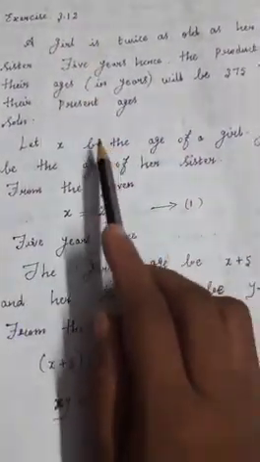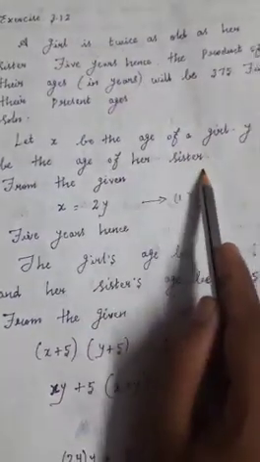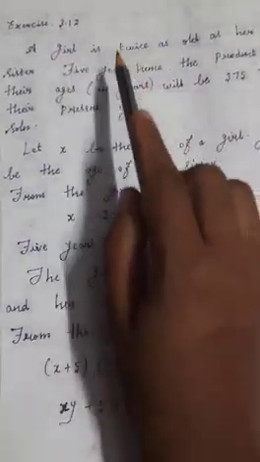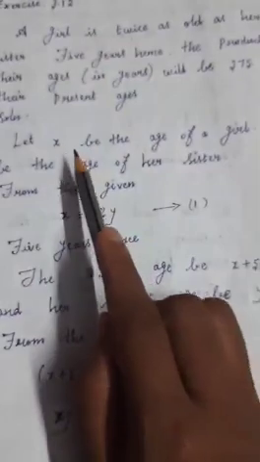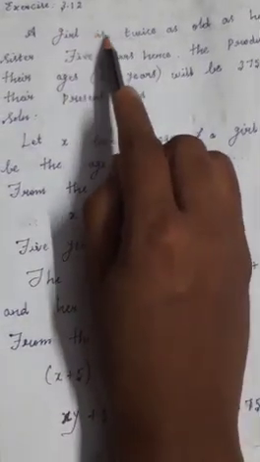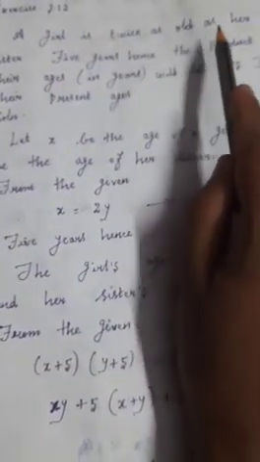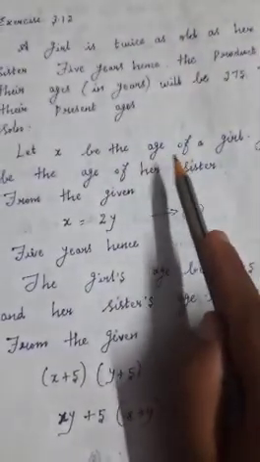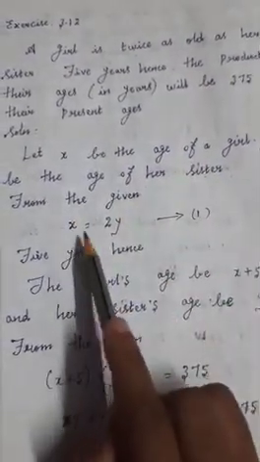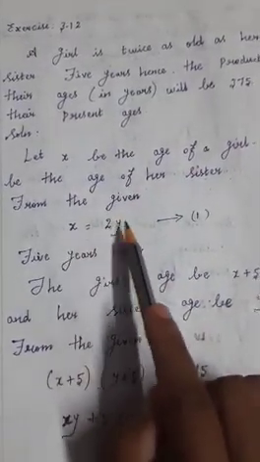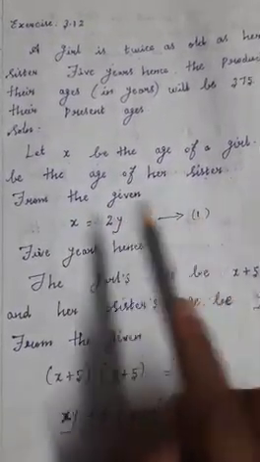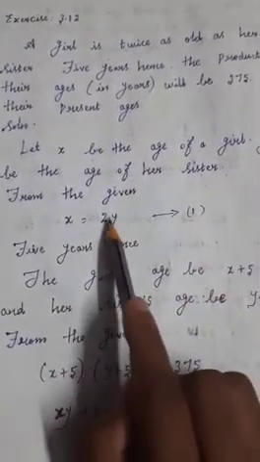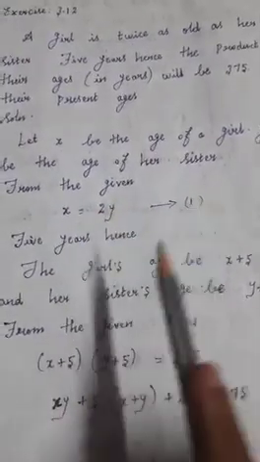The girl's age you can consider as x and her sister's age we can consider as y. So let x be the age of the girl and y be the age of her sister. In our question they have given one condition: a girl is twice as old as her sister. The girl's age we have taken as x, so x is equal to twice her sister's age. The sister's age we have taken as y, so you have to multiply 2 into y. So that is the first condition: the girl's age is twice her sister's age.